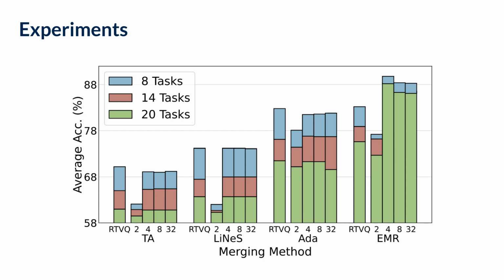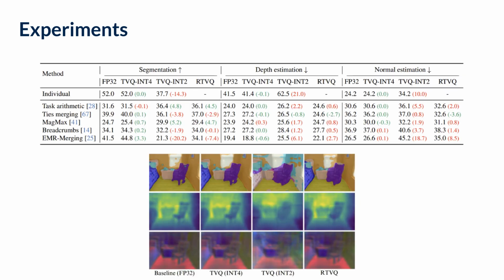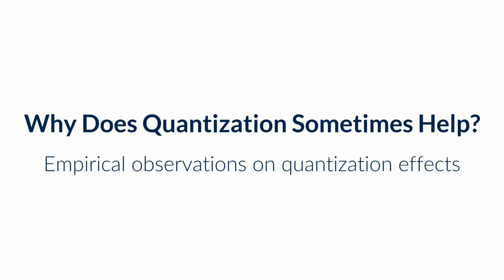We then tested scalability by increasing the number of tasks to 8, 14, and then 20. As you can see, the efficiency of RTVQ, its performance per bit, actually improves as the number of tasks grows. It consistently maintains stable performance even in extreme low-bit environments. This success extends beyond image classification to dense prediction tasks like segmentation, depth estimation, and normal estimation. You can observe here that the object boundaries, which are blurred and distorted with 2-bit TVQ, remain sharp and clear with our RTVQ.